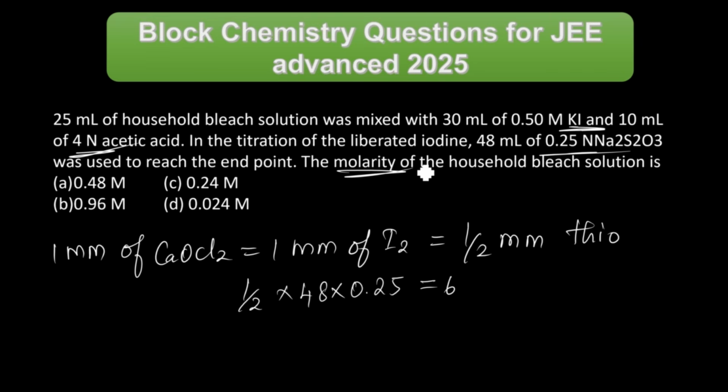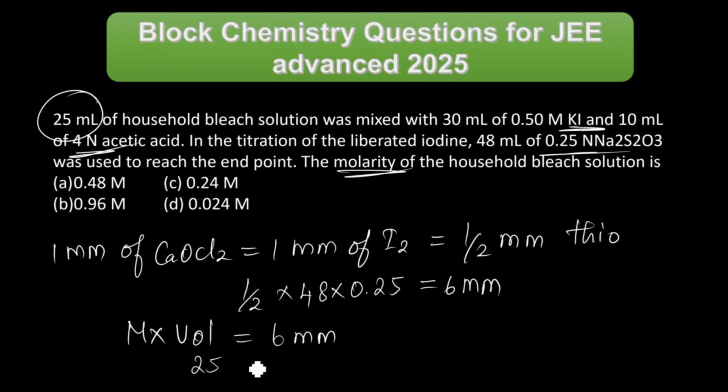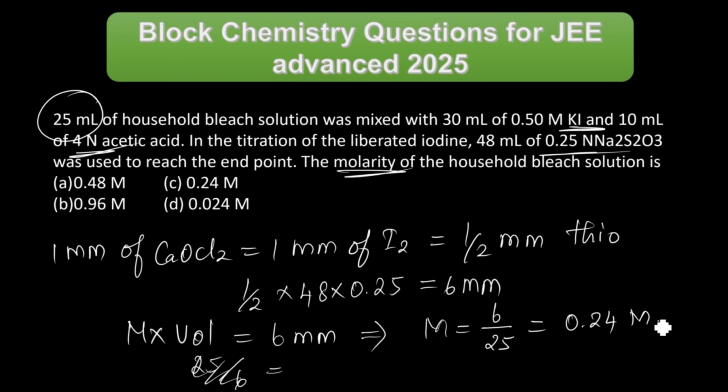So they are asking for the molarity of household bleach. So 6 millimole. So molarity into volume gives total 6 millimole. So how much volume? 25 ml of household bleach. So M is equal to 6 by 25, which is equal to 0.24 molar. So 0.24 is your answer.